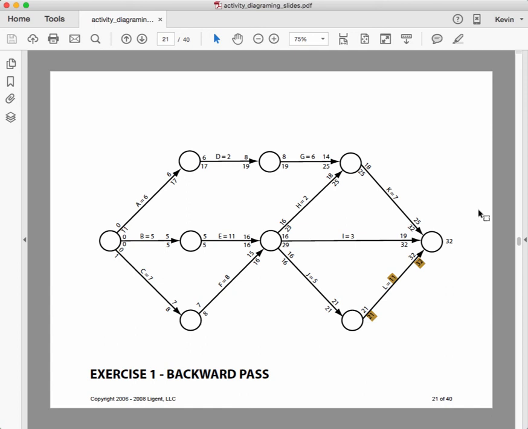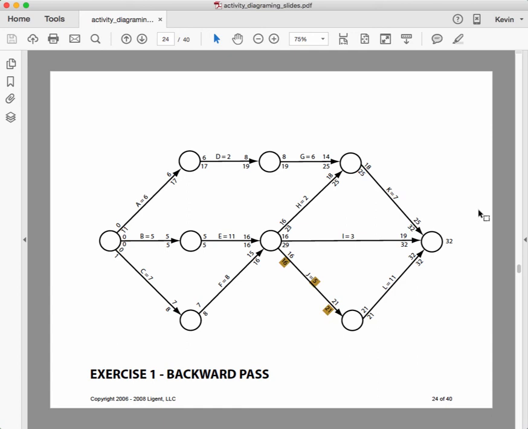Now I just want to point out that there's no difference between the early start and the late start, and this means that there is a slack or float of 0, and this means that this is a task that's on the critical path. Up on I, 32 minus 3 is 29. On K, 32 minus 7 is 25.